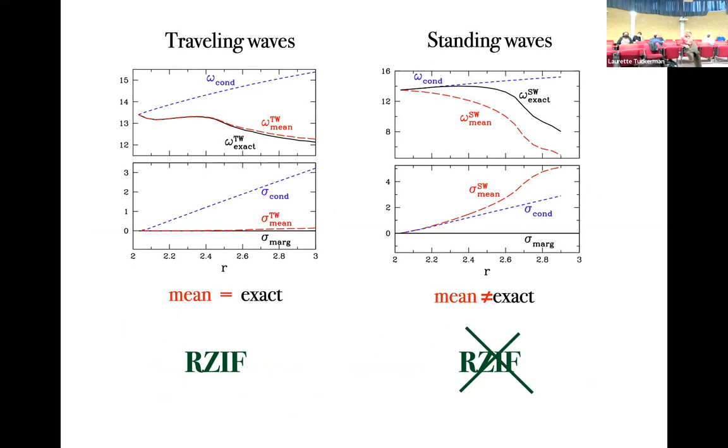If you can't even get it to work with an exact mean flow, how on earth are you going to get better by using an approximate mean flow? Okay, so of course you can't. If it doesn't work for RZIF, it certainly isn't going to work for SCM. SCM is an approximation of RZIF. Okay, so we're only going to do it with the traveling waves, which works so well for RZIF.